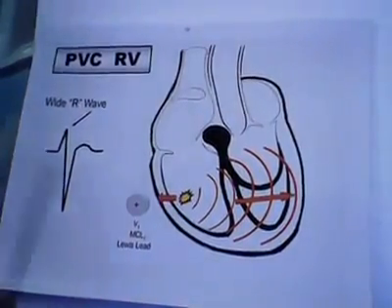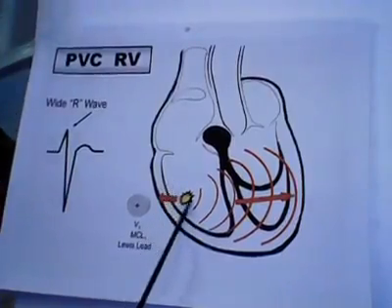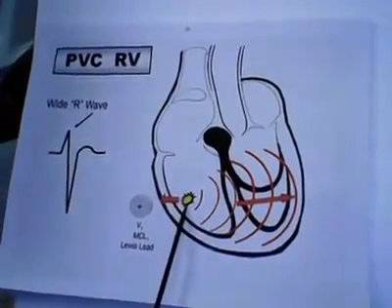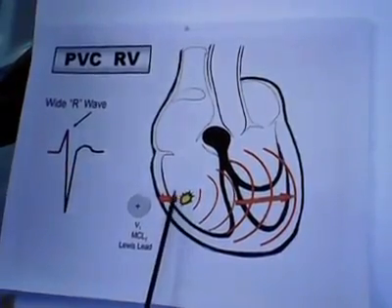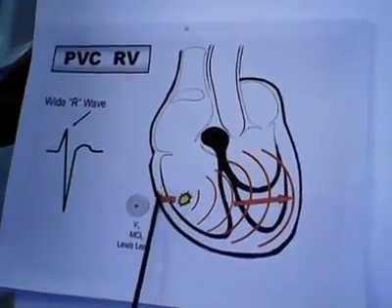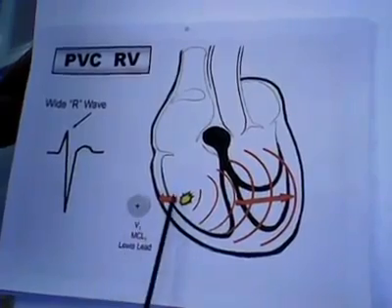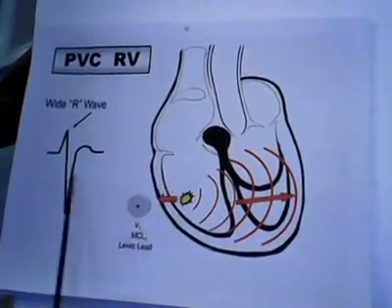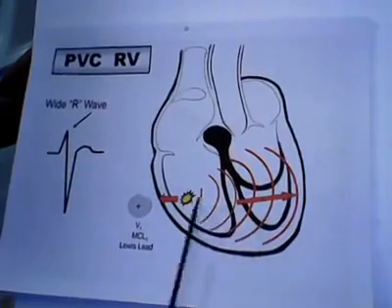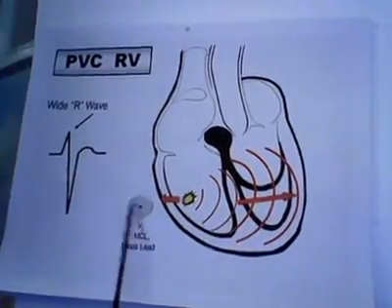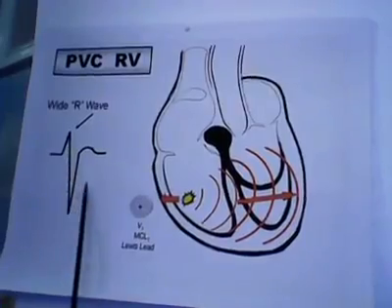When you have a PVC in the right ventricle, you have some kind of irritable cell in your right ventricle that fires an electrical impulse. This electrical impulse will go across, right, in this direction towards the positive sticky. It'll take a long time, so you're going to get a wide R wave. But most of the electricity will go in this direction, away from the positive sticky, and that's why it's down.